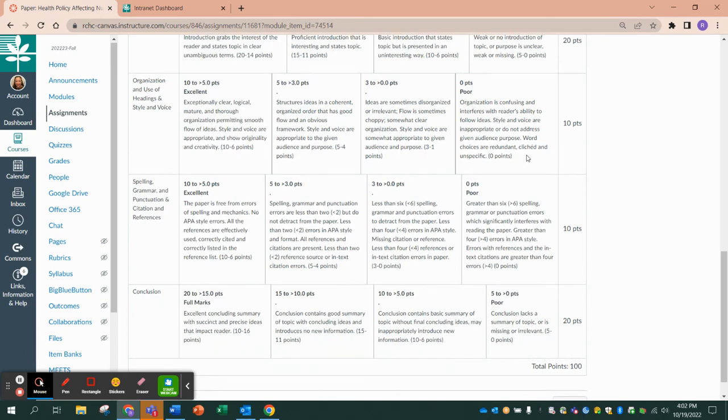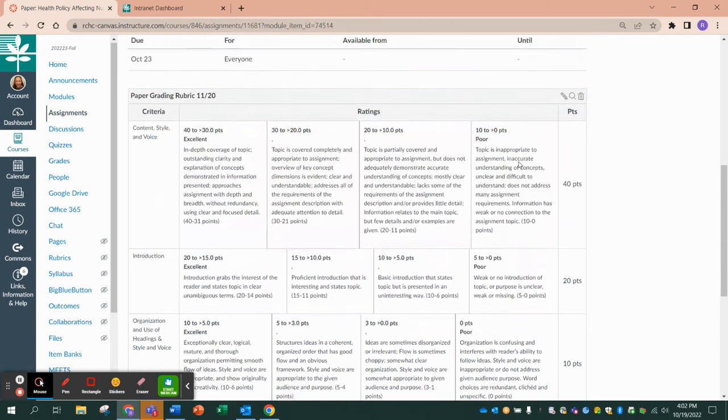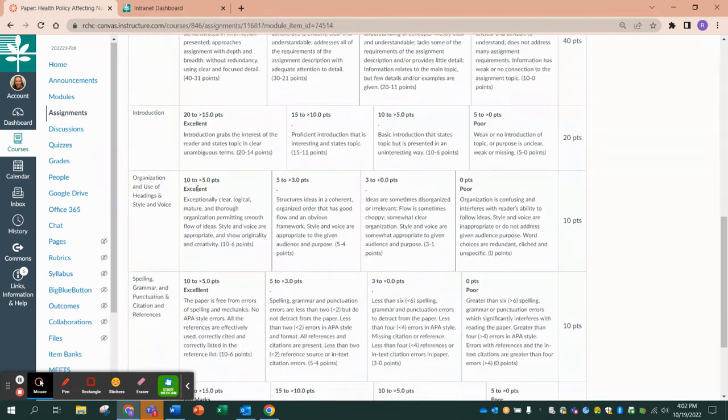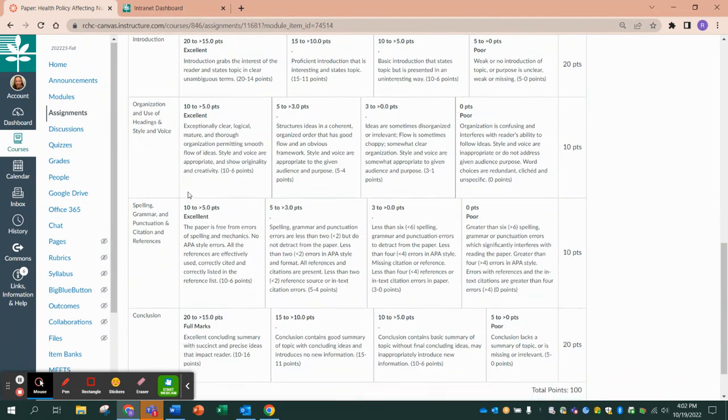The organization and use of headings, I know I say this a lot, but if it were me, I would use the assignment to guide me on my headings. So obviously you have the introduction, you're choosing one of the healthcare topics, you're identifying how you're going to make a policy difference, who the groups will be for your advocates, what are you expecting to happen with political government involvement or interference, and how are you redefining the policy. That is how I would organize my paper.